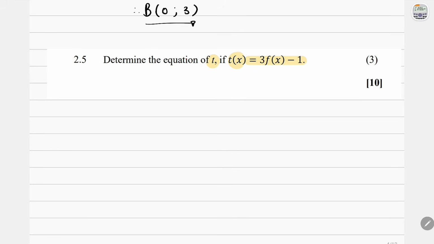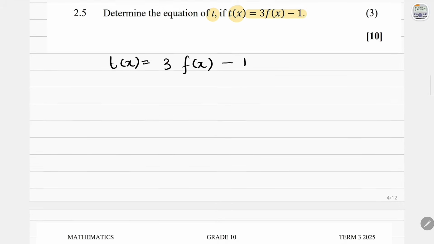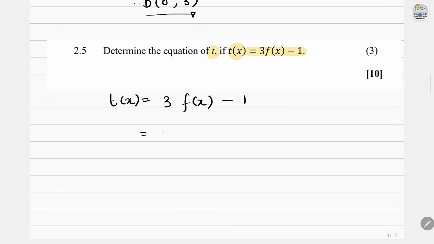So with 3 and f of x, all it means is that this new equation is formed by saying 3 multiplied by f of x. So we'll take whatever f of x stands for and multiply it by 3, and then subtract 1 from all of that. Okay, so f of x, we know now, is 3 to the power of x plus 2. So in place of f of x, we'll say 3 multiplied by 3 to the power of x plus 2, and then we still have the minus 1. You see, we have just substituted the equation of f of x in place of f of x.